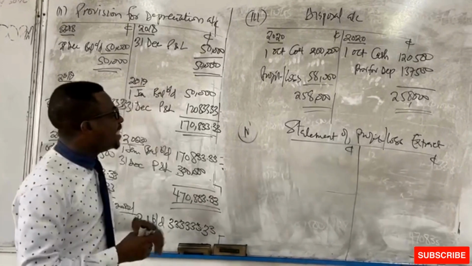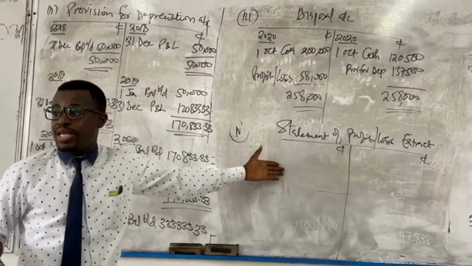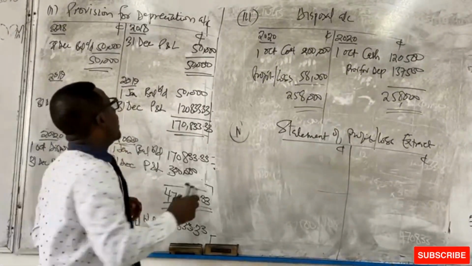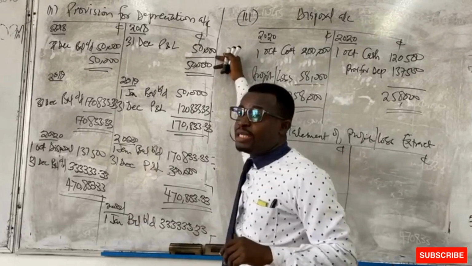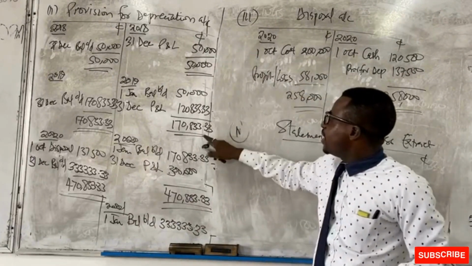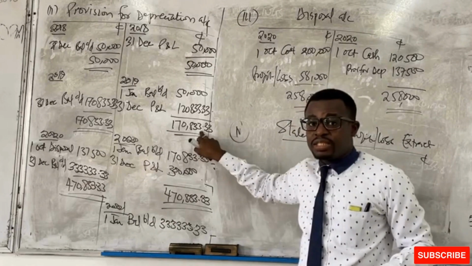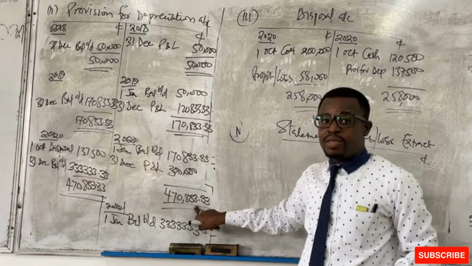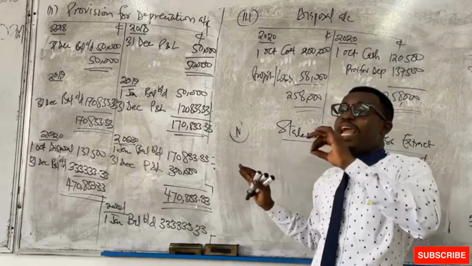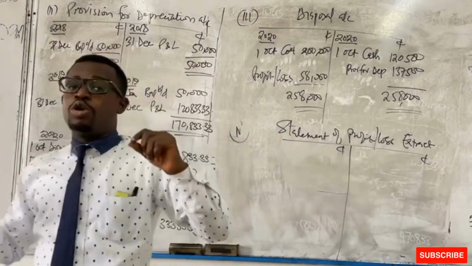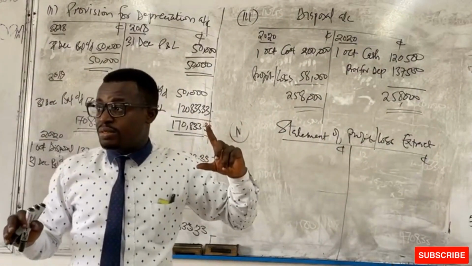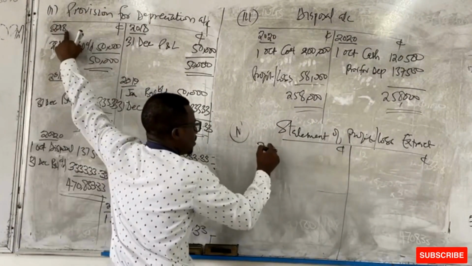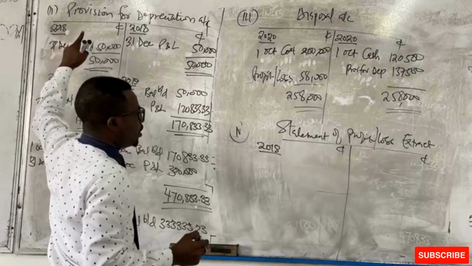We are going to record each year's depreciation in the statement of profit or loss extract. Remember, we are not going to record the accumulated depreciation. In 2018, this is the total depreciation for 2018. In 2019, this is the total accumulated depreciation. In 2020, this is the total accumulated depreciation. Right? But in the statement of profit or loss, for any given year, we are going to record the yearly depreciation. So what is the first year of depreciation we have? 2018. I'll underline it. Are you good?